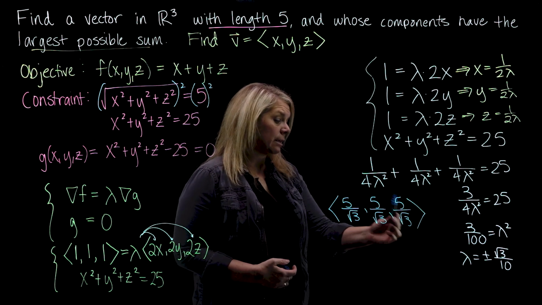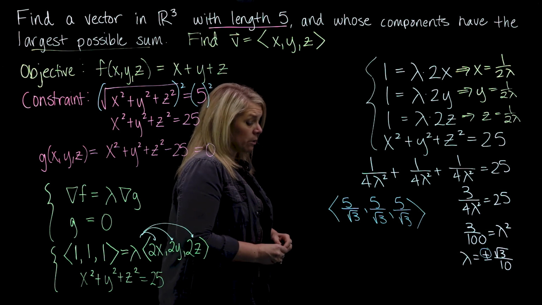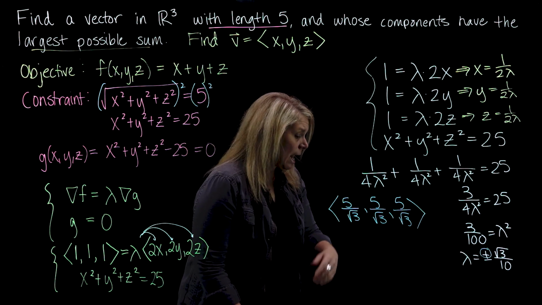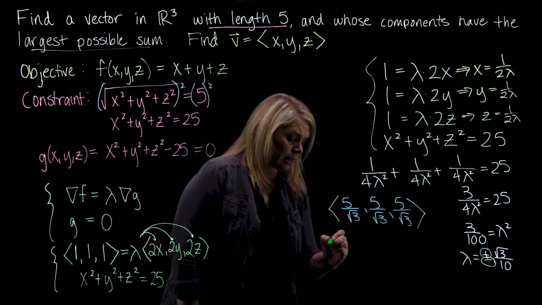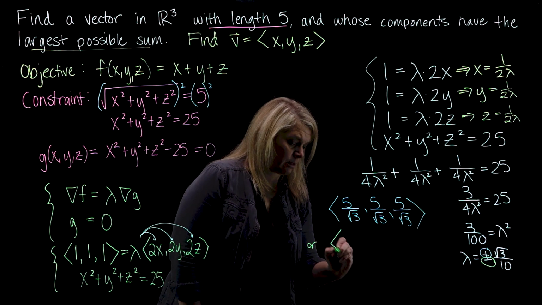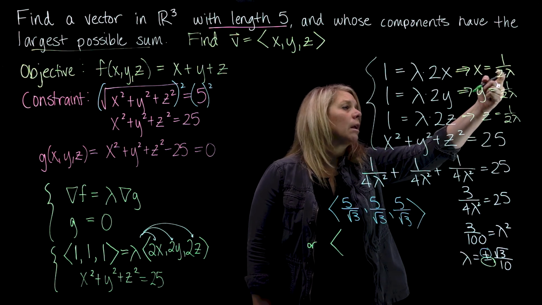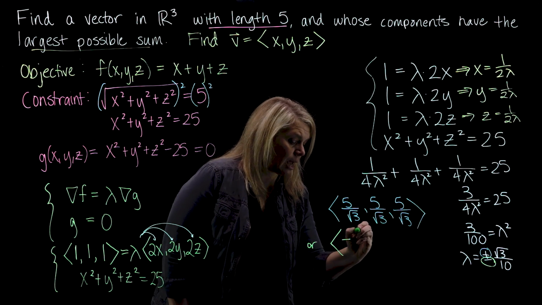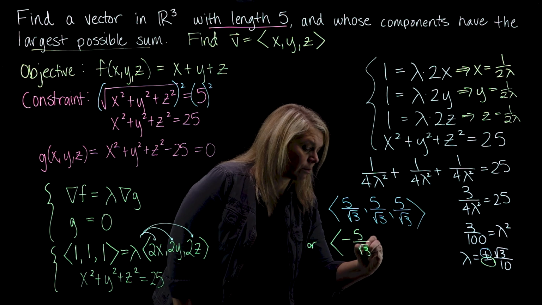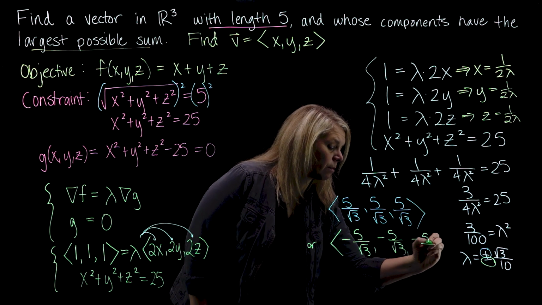So this is one set of x, y, z values that occur when I get lambda equals the positive square root. And then when I use the negative square root, I get a separate set of components. So negative square root of 3 over 10, when I put that in here for x, and then for y and for z, I get negative 5 over square root 3 for all of these components.